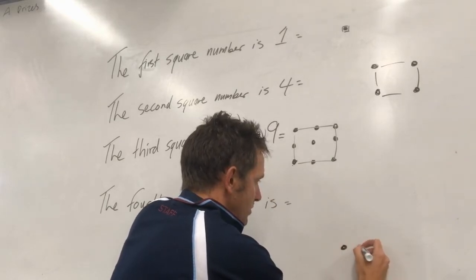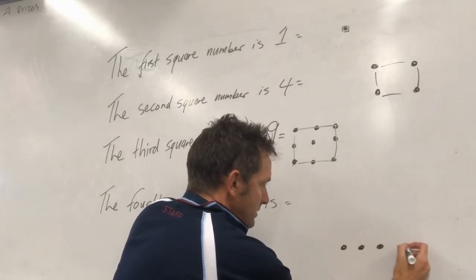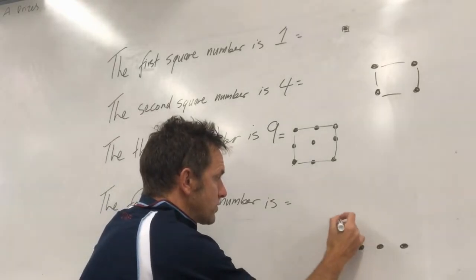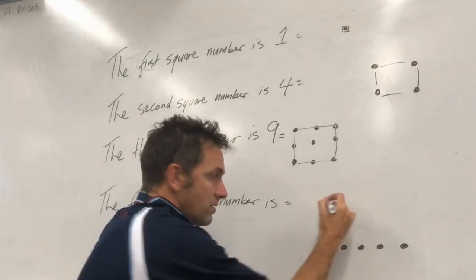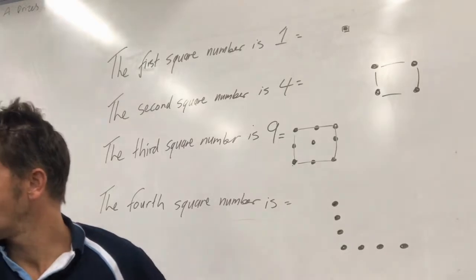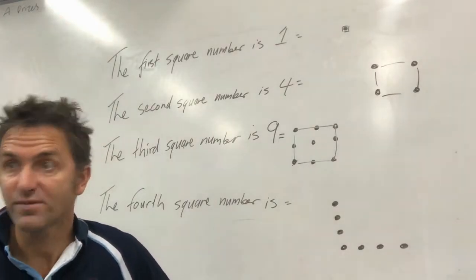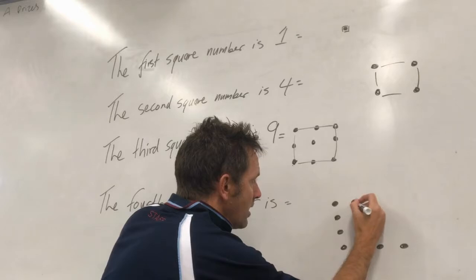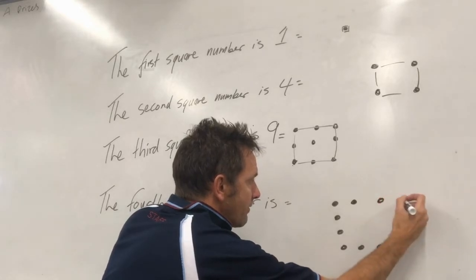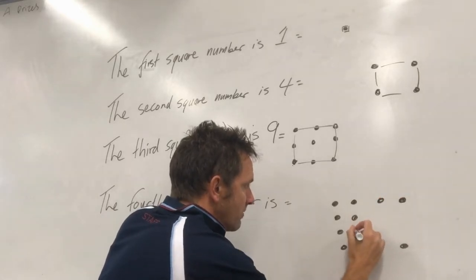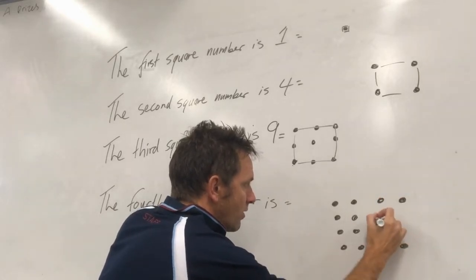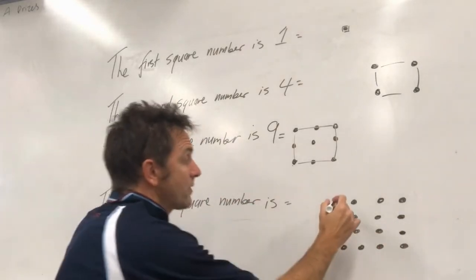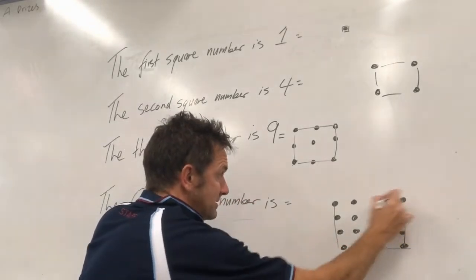1, 2, 3, 4 across. 1, 2, 3, 4 up. Let's fill in the square. Right, I'm going to fill that in. 4 across, 4 up. I'm drawing my square because it's a square number.